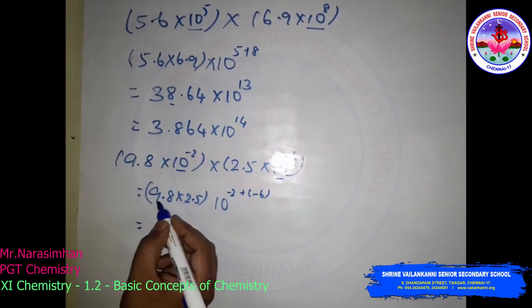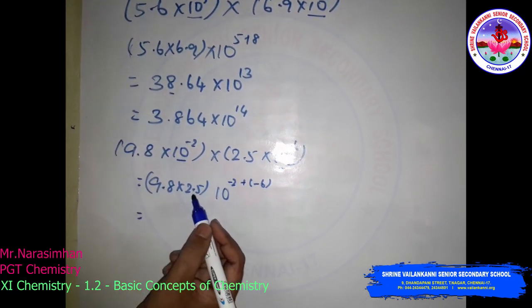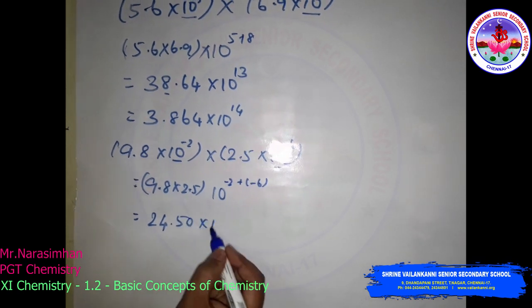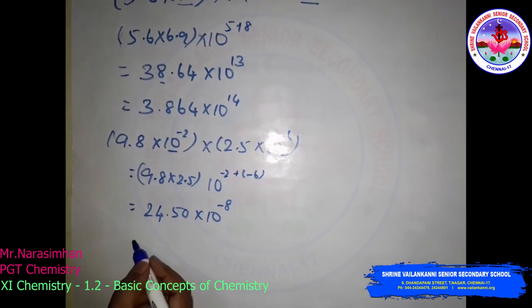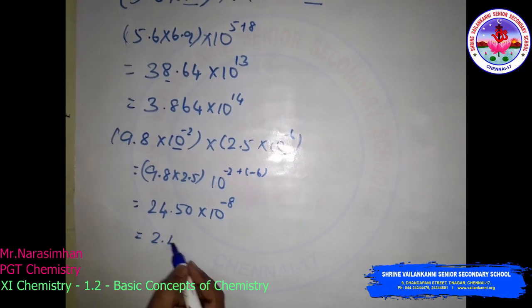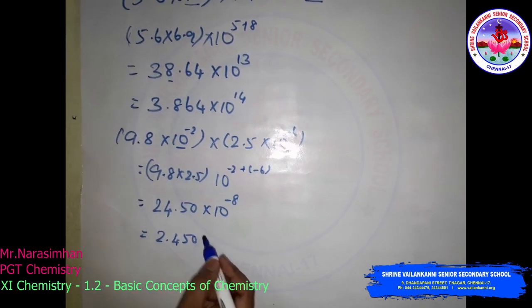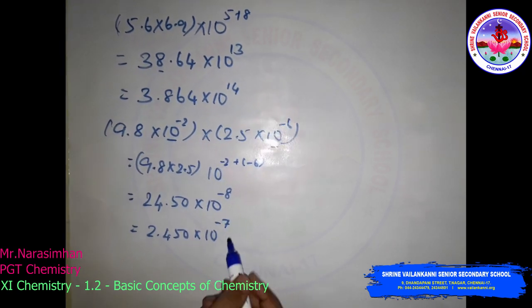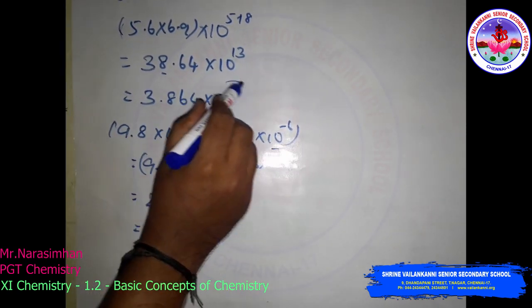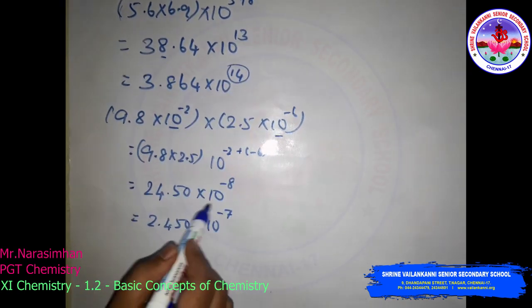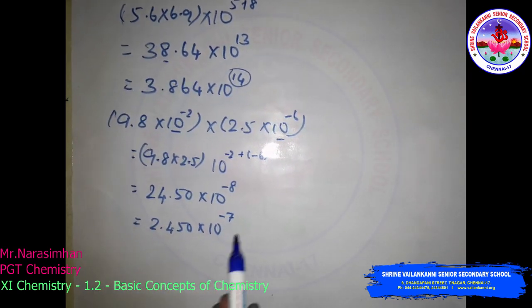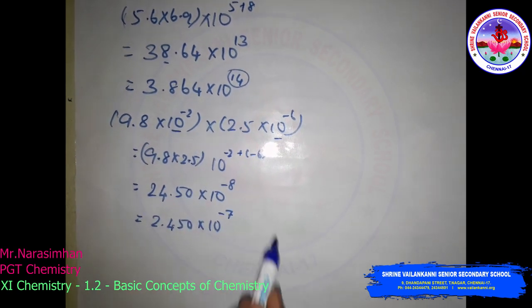So the final value of 9.8 into 2.5 is 24.50 into 10 power minus 8. If I write this as 2.450, it will become 10 power minus 7. So for a positive change you have to add to the exponent, and for a negative change you have to reduce the exponent. Okay, so that you know.